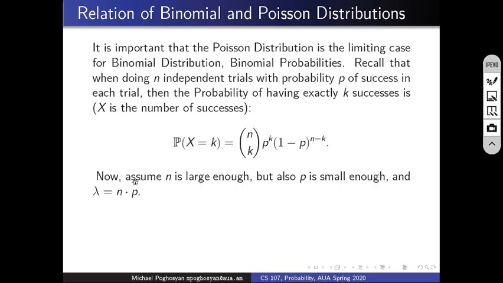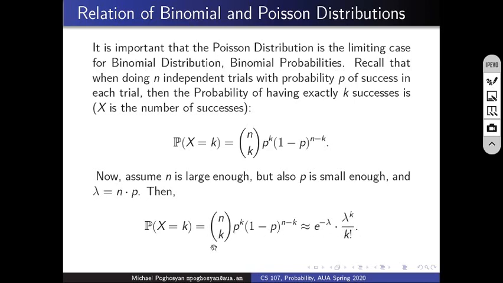Okay, and now assume that n is large, the number of trials is large, but the probability p of each success is small enough, and that's what we call rare events. So p is small enough. Let's denote by lambda the product of n and p. So n times p is our lambda. Then one can prove that this binomial probability, the probability that x is equal to k, is approximately equal to e to the minus lambda times lambda to the k over k factorial.